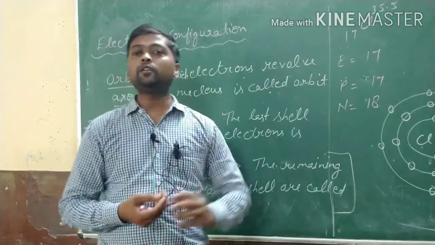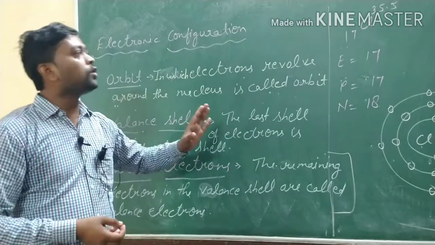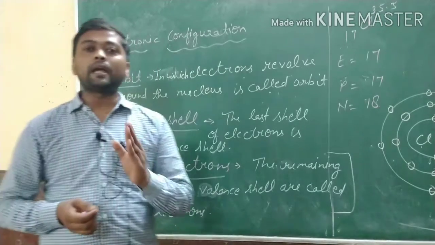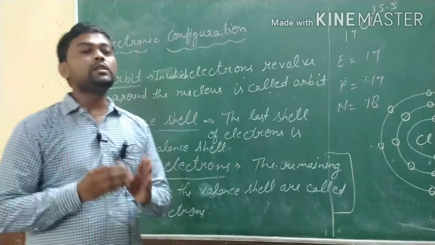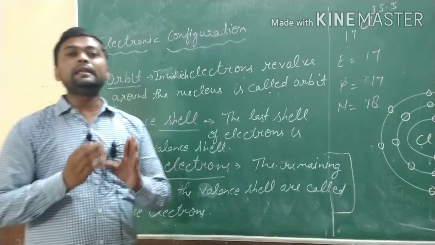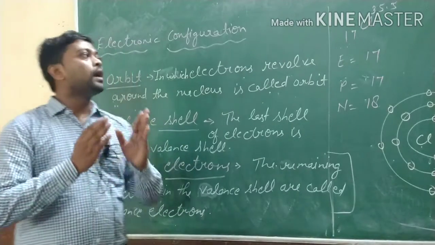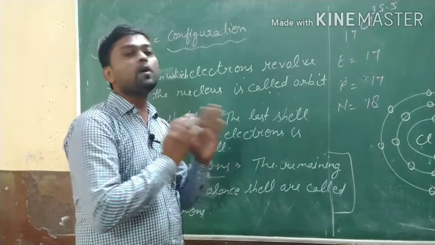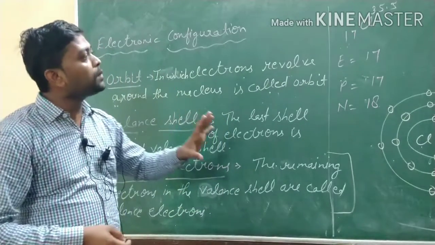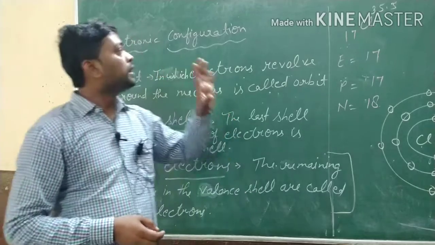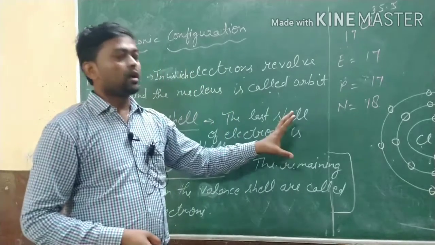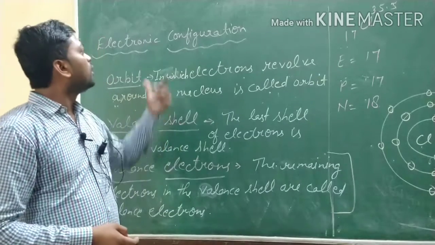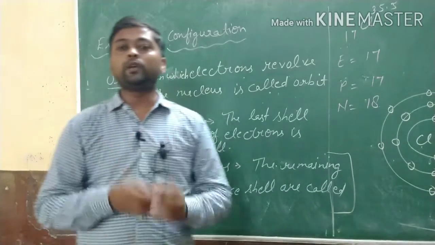First of all, I want to tell you that electronic configuration was given by our scientist Niels Bohr, who is a Danish scientist, and he gave the idea to arrange the electrons in a particular form. So how can we arrange the electrons? Niels Bohr gave an idea to arrange the electrons. Clear? So what is electronic configuration?